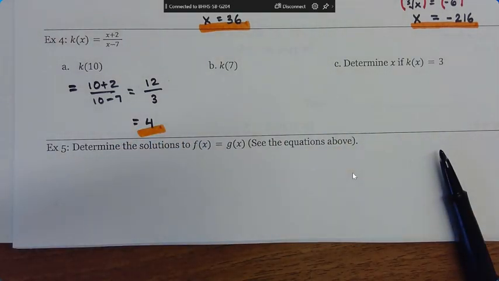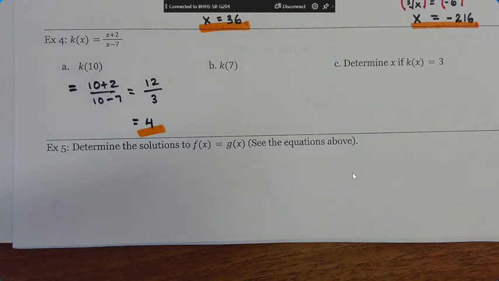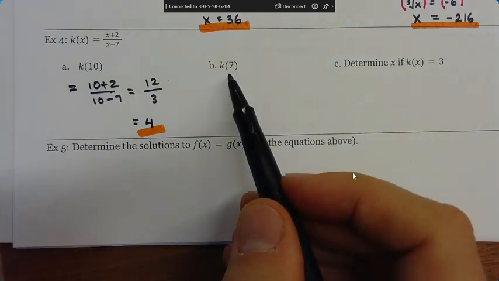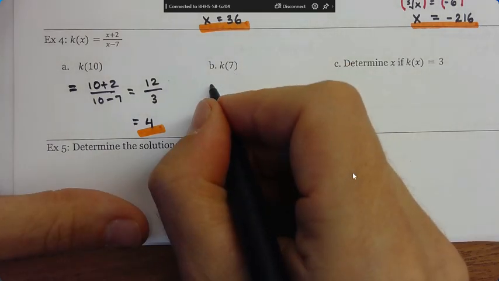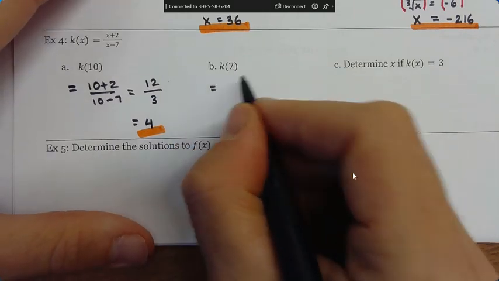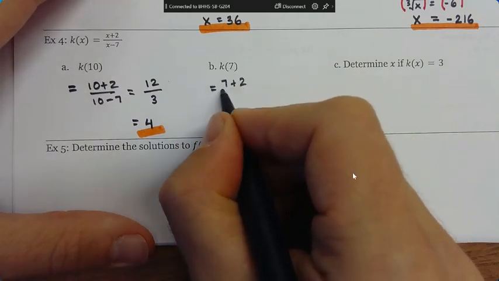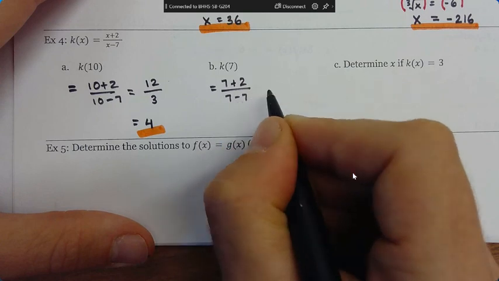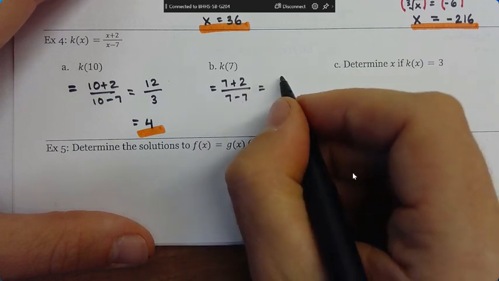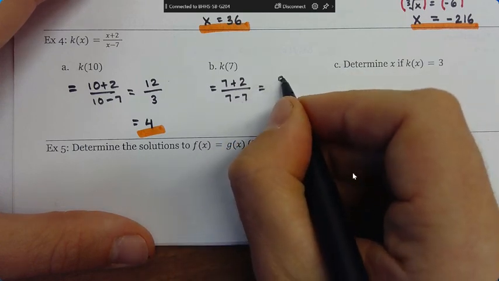Good stuff. Evie, I'm coming to you for the next one. What do we do with Kevin here? I'm gonna plug 7 in for x. Okay, so what would that look like? 7 plus 2 over 7 minus 7. Mm-hmm. So then k is equal to 9 over 0.